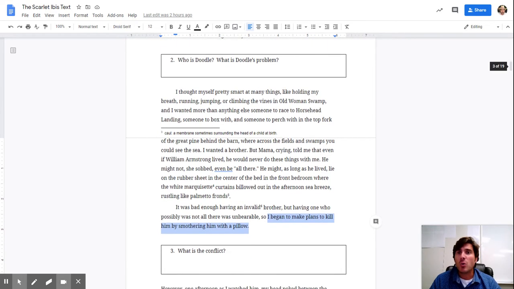All right, so what is the conflict here? It is not that he was going to kill his brother. The conflict is what the narrator wanted versus what the narrator got. He wanted a brother to play with. He got an invalid that he can't play with. So far, that is the conflict.